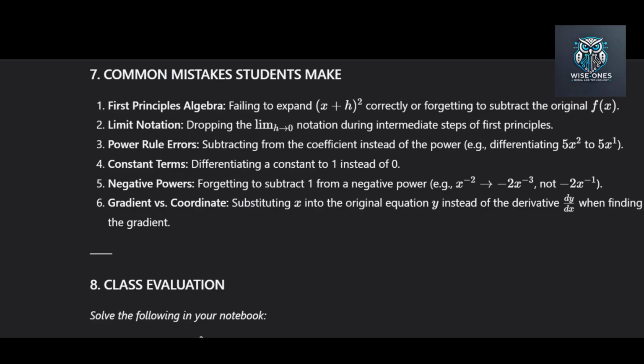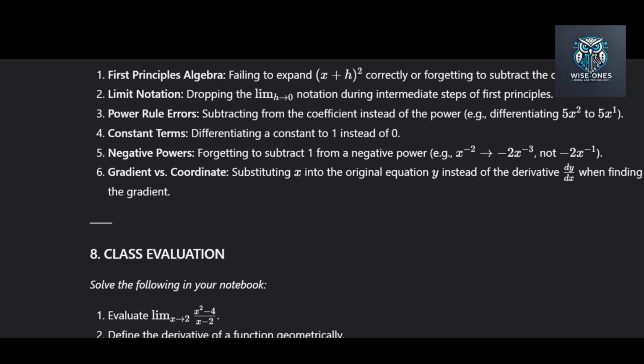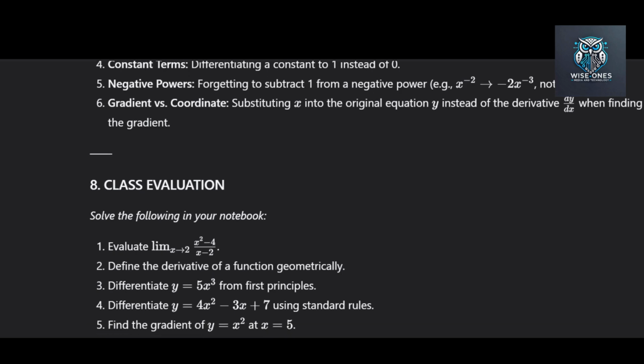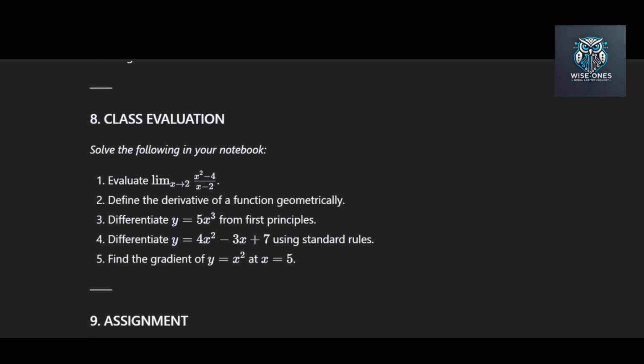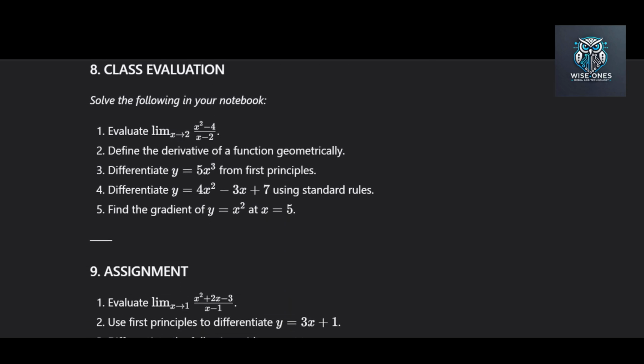Mistake number 6. Gradient versus coordinate. Substituting x into the original equation y instead of the derivative dy by dx when finding the gradient. Correction. Gradient comes from the derivative. Height comes from the original equation. Know the difference? Now it is time for class evaluation, section 8. I want you to pause the video and solve these in your notebook. Do not just watch. You must practice to learn.